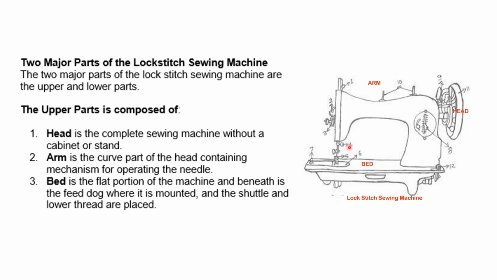We have two major parts of the lock-stitch sewing machine. The two major parts of the lock-stitch sewing machine are the upper and lower parts. The upper parts is composed of head, this is the head, the complete sewing machine without a cabinet or stand. The arm is the curved part of the head containing mechanism for operating the needle. Of course, the bed is the flat portion of the machine, and beneath is the feed dog where it is mounted, and the shuttle and the lower thread are placed. This is the bed. Again, the upper parts is composed of head, arm, and the bed.